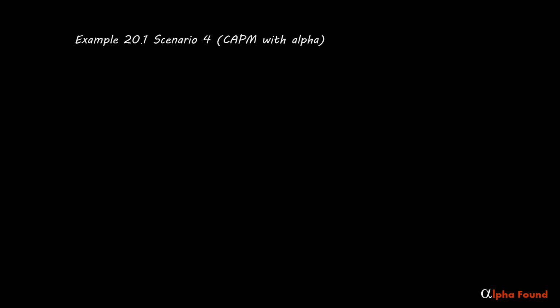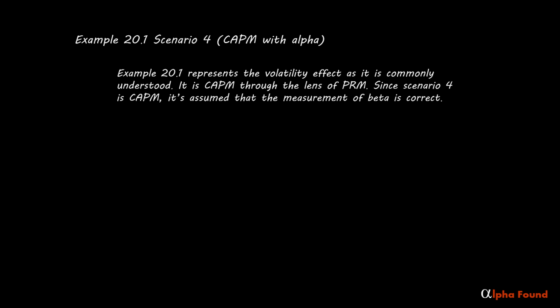Example 20.1, Scenario 4, CAPM with alpha. Example 20.1 represents the volatility effect as it is commonly understood. It is CAPM through the lens of PRM. Since Scenario 4 is CAPM, it is assumed that the measurement of beta is correct.